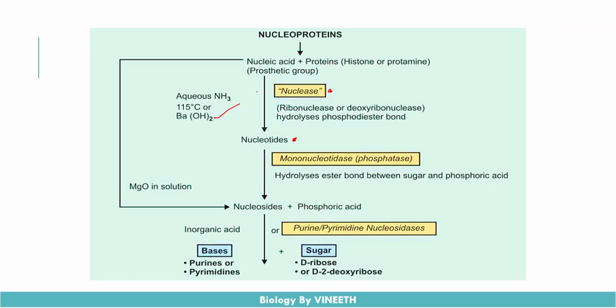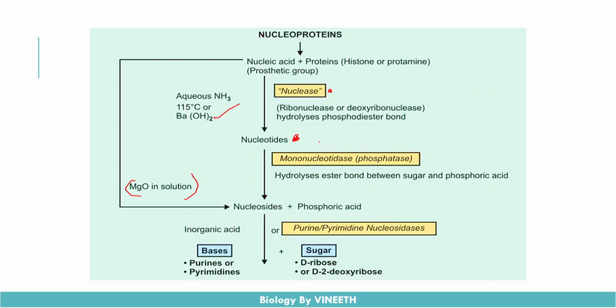Okay, and you can also get nucleosides directly from the nucleic acid if you are doing this reaction in the magnesium oxide solution. I'll tell you this. When the nuclease breaks down the phosphodiester linkage present between the two nucleotides, all the nucleotides get separated, and individual nucleotides are formed. To the formed nucleotides, you then have to add the nucleotidases, mononucleotidases or the phosphatases, which cleave the phosphoester bond that is present between the sugar and phosphoric acid.